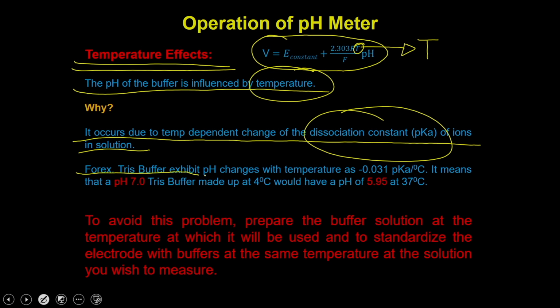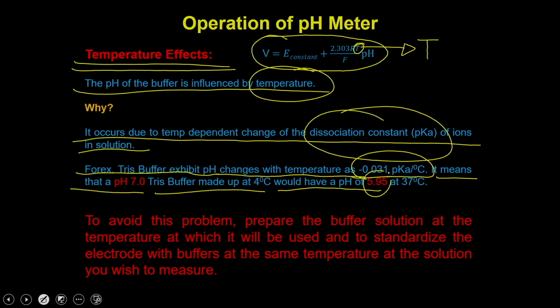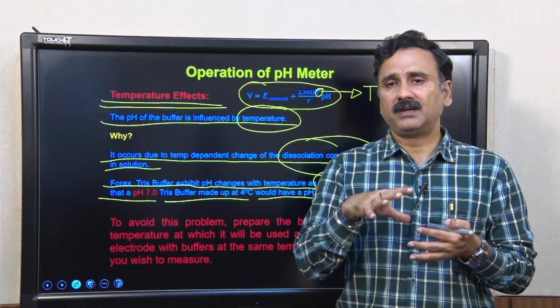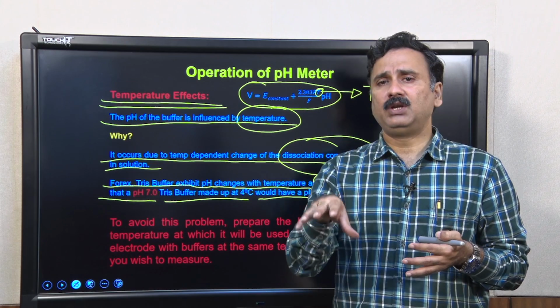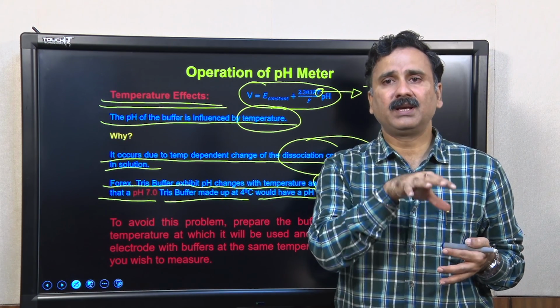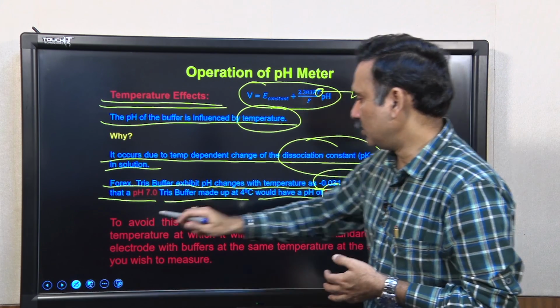You can take an example. If you prepare a Tris buffer, you are going to see a change of 0.03 pK per degree Celsius. It means if you prepare a Tris buffer at pH 7 at 4 degrees, it would have a pH of 5.95 at 37 degrees Celsius, which is a huge change in the pH value if you change the temperature of that solution. That is why it is important to prepare the buffers at the same temperature where you have kept the electrodes. So, how to avoid that?